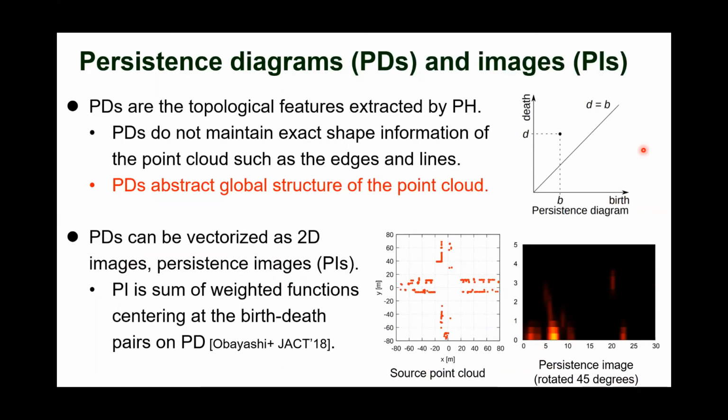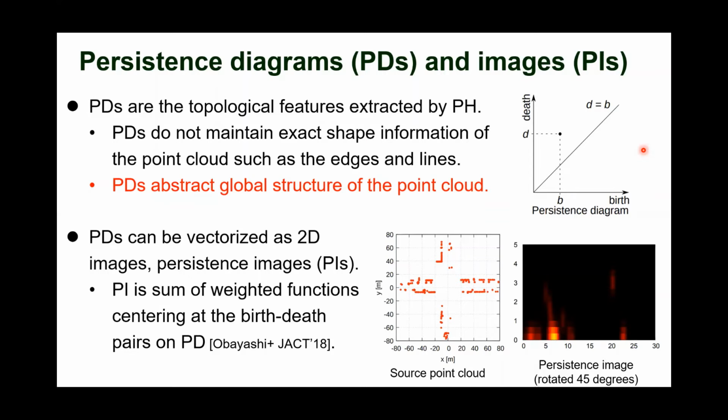The persistence diagram is the topological features extracted by the persistent homology. The persistence diagram cannot maintain local shape information of the point cloud. However, it can abstract the global structure of the point clouds. There are many types of feature extraction methods from point clouds. However, as far as we know, there are no similar methods to the persistent homology. Hence, we are motivated to use it for localization.